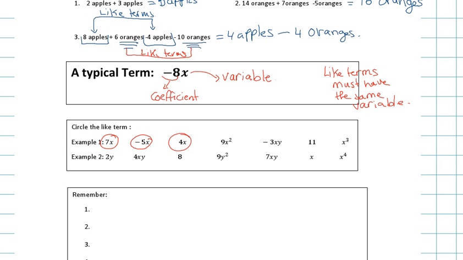Okay, how about this one? I thought I didn't change it, but I guess not. So example number 2 is 2y squared. Which one would be a like term for 2y squared? Do I have any like terms there? Yeah. Ours doesn't say 2y squared. I know, I changed it to 2y squared.